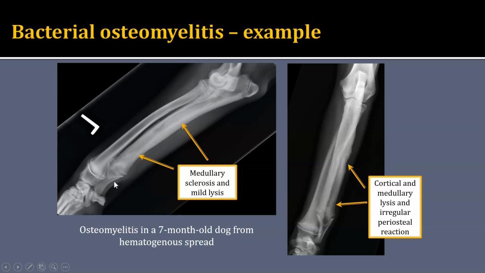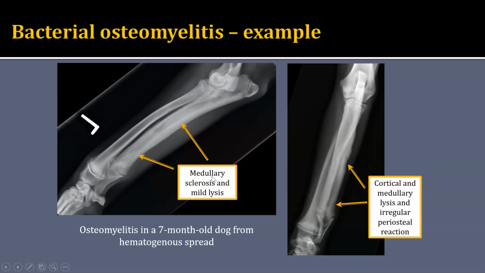And then as we move down towards the metaphysis, there's actually a region of geographic lysis adjacent to the physis, and maybe some permeative lysis of the cortex here. That shows up better on this orthogonal view where we can actually see cortical lysis. In fact, in the mid-diaphysis, there's a larger geographic area of cortical lysis as well. So this is hematogenous bacterial osteomyelitis. In this patient, later a second site was identified in the pelvic limb, again showing us that polyostotic or multiple site nature.